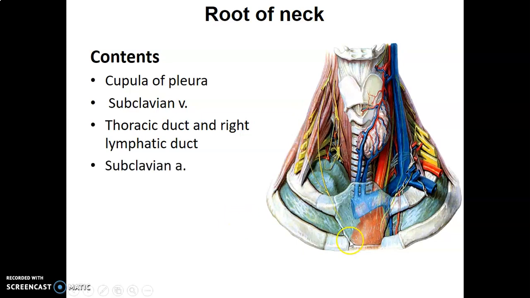Of course, this is the subclavian vein, that's the subclavian artery, and this scalene anterior separates the two. Then you have the thoracic duct and the right lymphatic duct. Again, that's the vagus nerve. We also find it in the root of the neck, as well as the phrenic nerve.